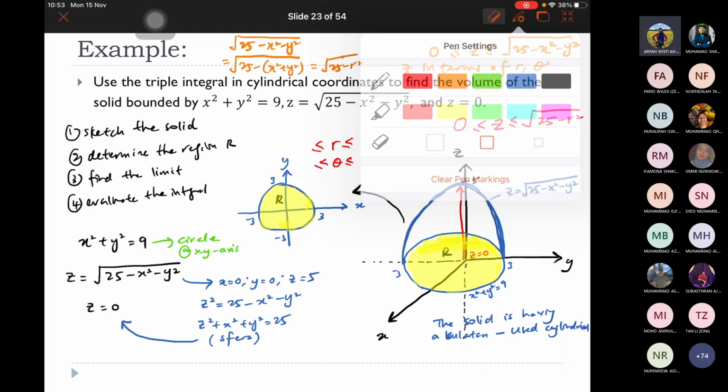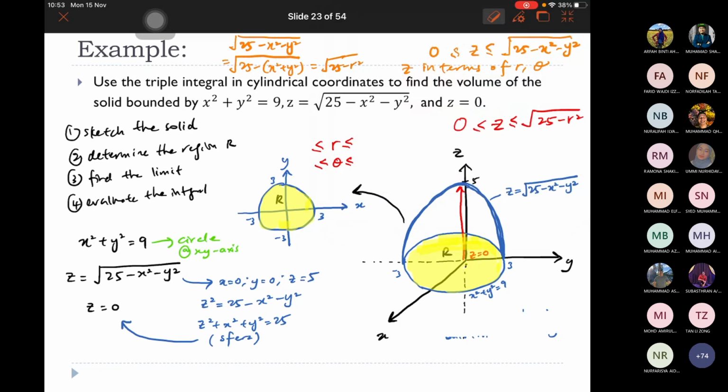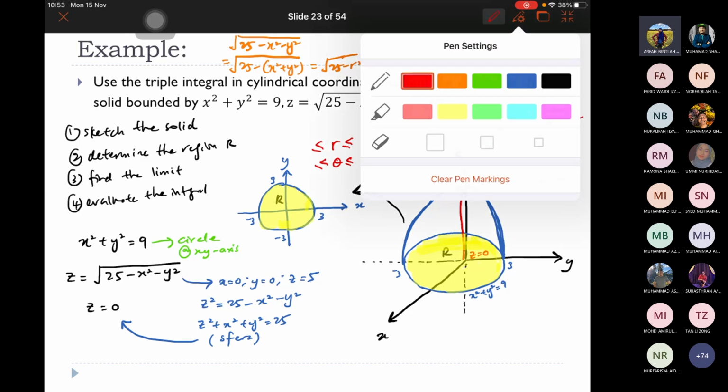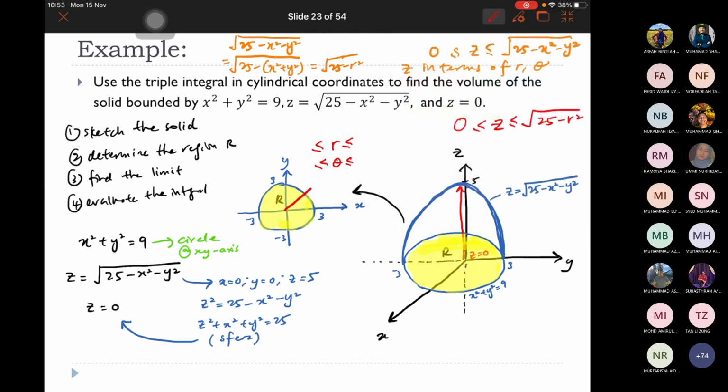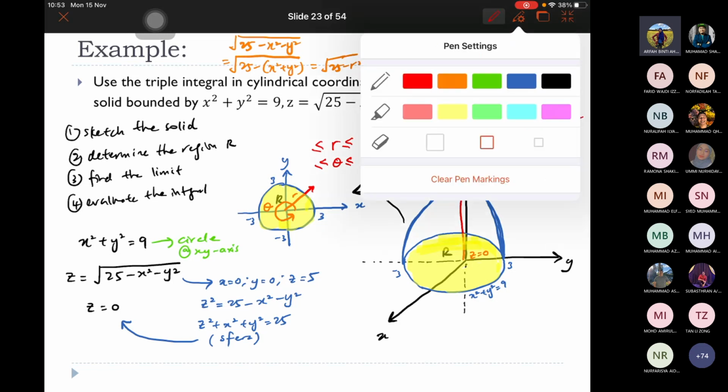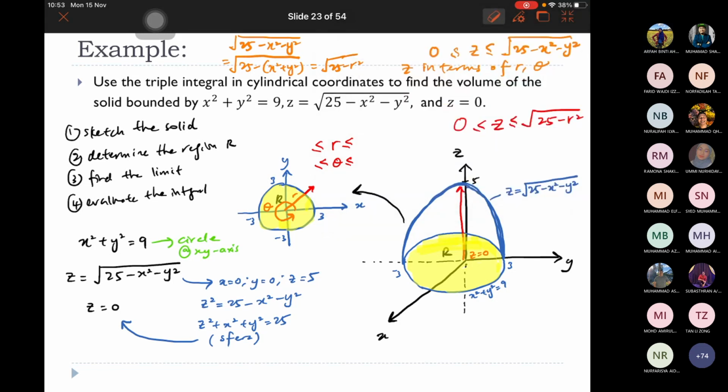So daripada sini, tentukan juga what will be r dan juga theta. So kita akan assume r is this one, dia punya sudut, dan theta is the angle. So r daripada berapa ke berapa, theta daripada berapa ke berapa. R adalah radius of the base.